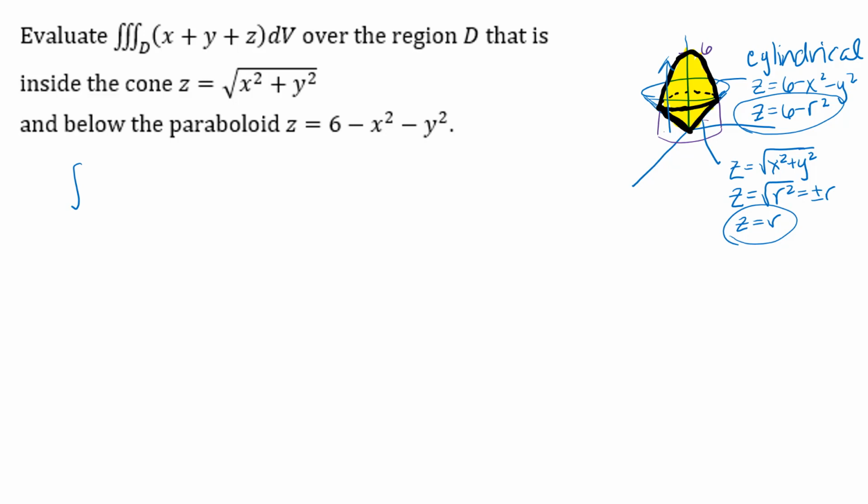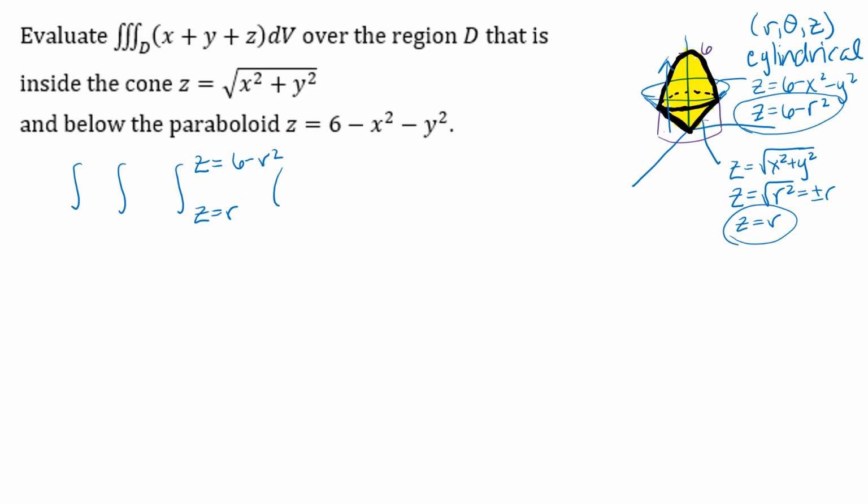All right, so I'm just going to leave some space here for setting up my limits of integration. I'll do my inner integral first, as usual. So as we go through that region in the direction of increasing z, I enter at z equals r, and I leave at z equals 6 minus r squared. Now I want to go ahead and convert everything to r, theta, and z. Remember, those are our variables for cylindrical coordinates. So not just the limits of integration, but the function that I'm integrating as well.